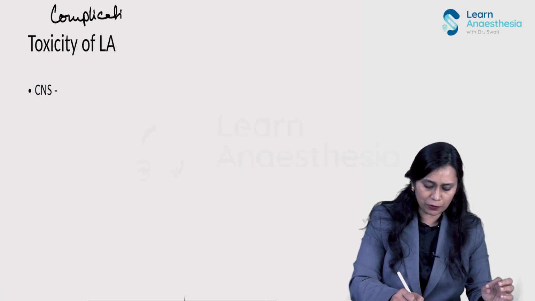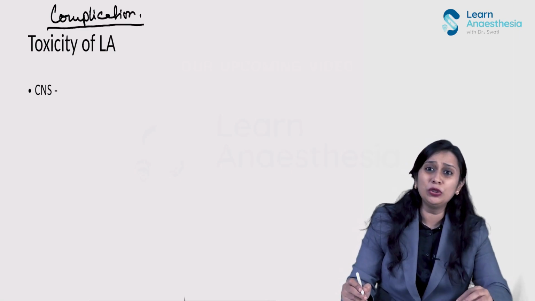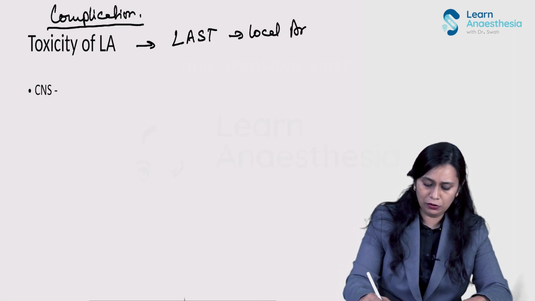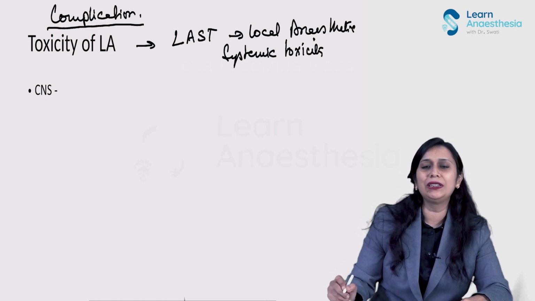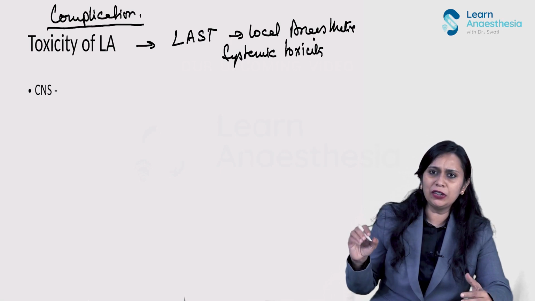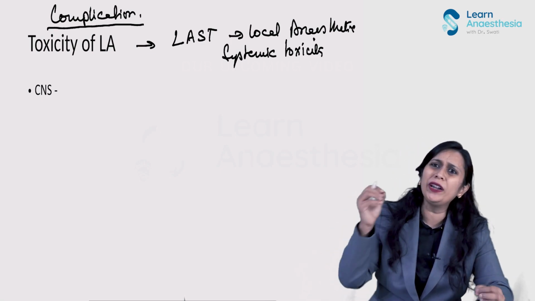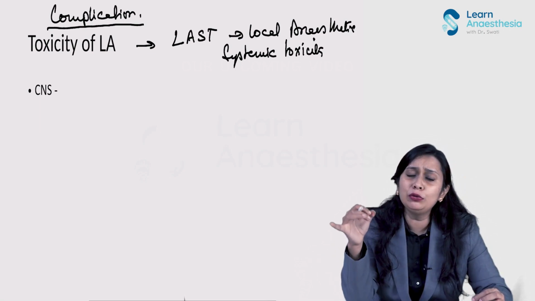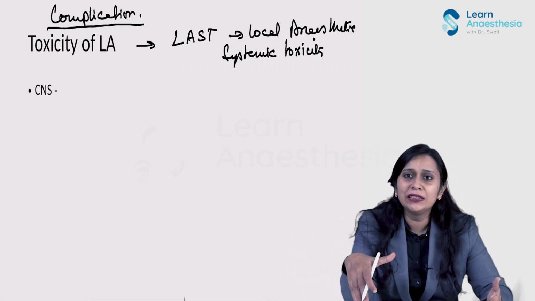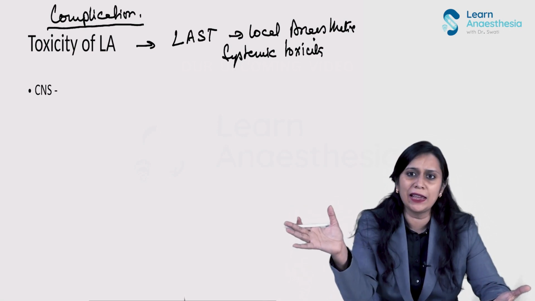Let us talk about toxicity of local anesthetic, the most important complication, something called LAST, local anesthetic systemic toxicity. What is this local anesthetic systemic toxicity? See guys, whatever drug you give, only 2 to 3% penetrates the nerve fiber. The rest remains there and gets systemically absorbed, gradually gets distributed to the organs and gradually gets eliminated.